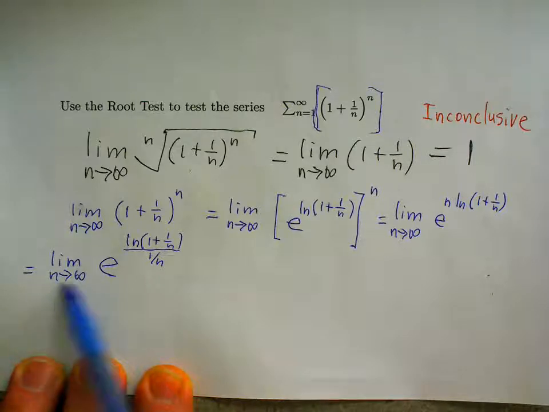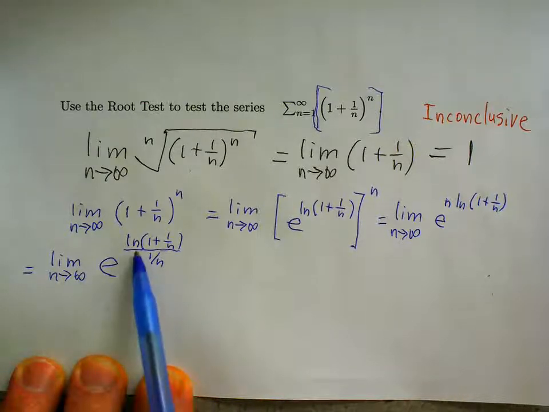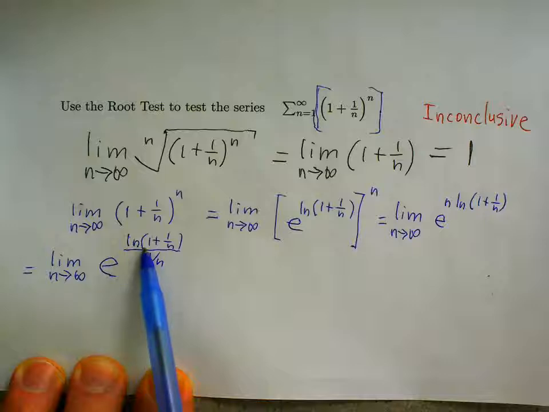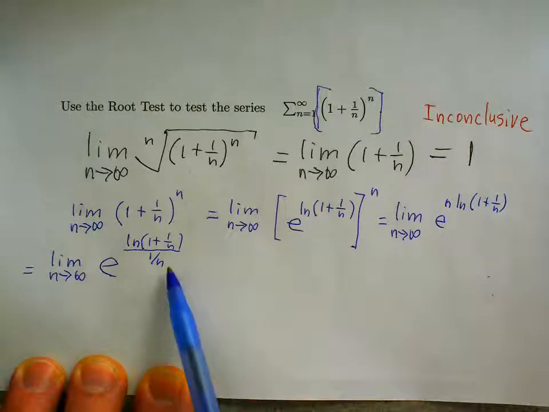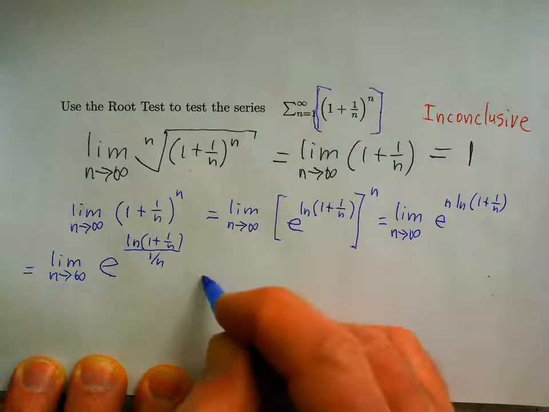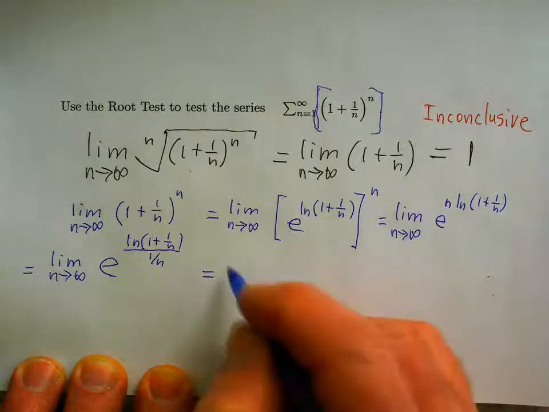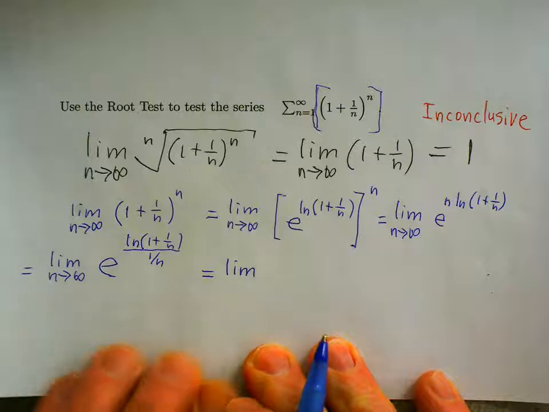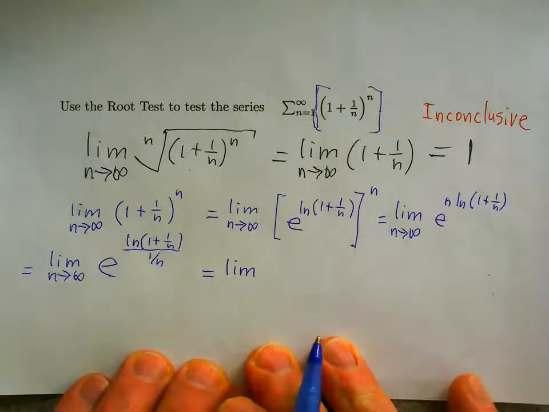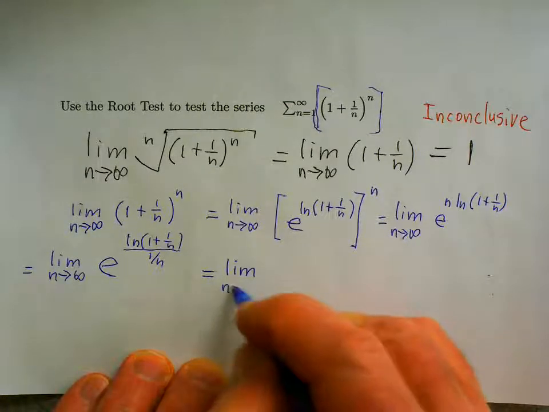So as n goes to infinity, the numerator goes to the natural log of 1 plus 0. The natural log of 1 is 0. And the denominator, as n goes to infinity, also goes to 0. So we can apply the L'Hopital's rule maneuver on this one.